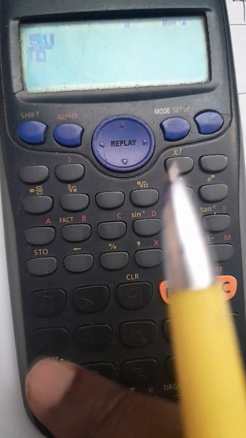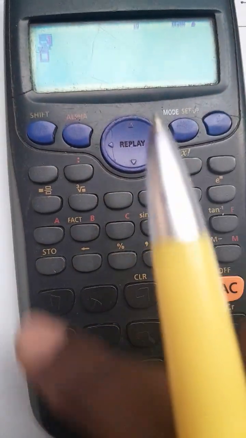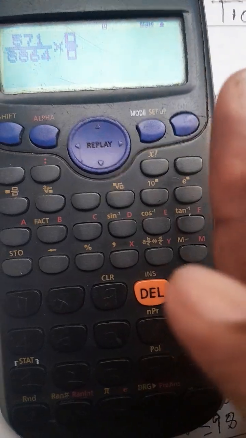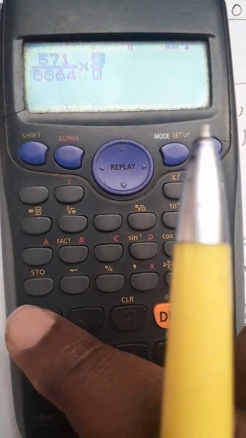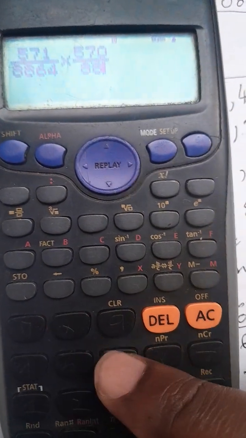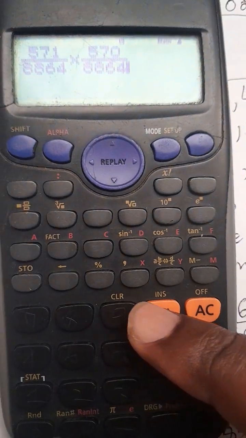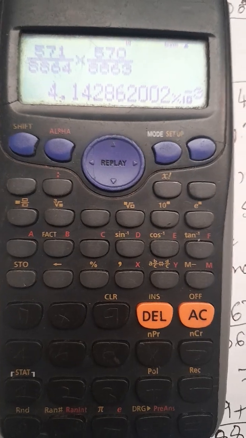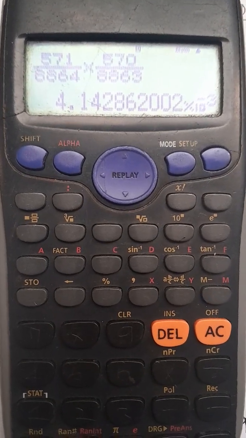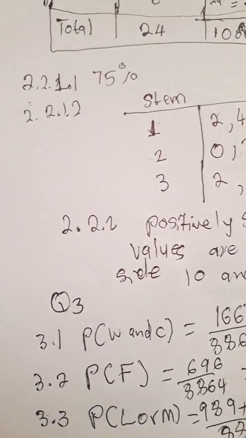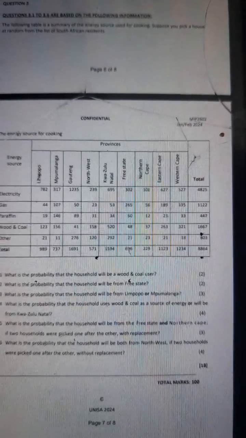We said that will be for Northwest 571 divided by the overall, which is 8864. So without replacement, you subtract the numerator by 1. You're also going to subtract the denominator. So it's going to be 8863. Sorry for that. So this will be the solution. If you change this into decimals, this will be 0.414. So that's how you're going to work out this probability. That's how you're going to get that beautiful 18 marks.